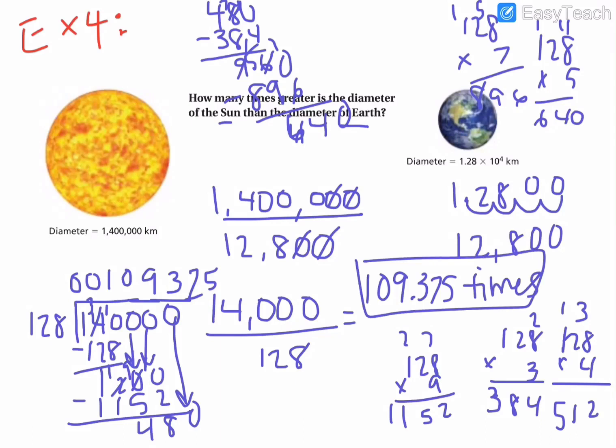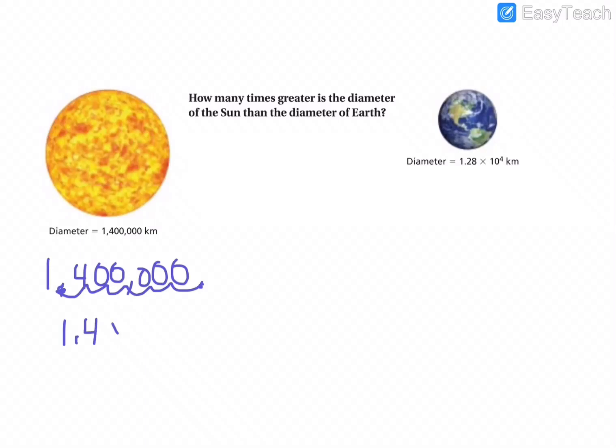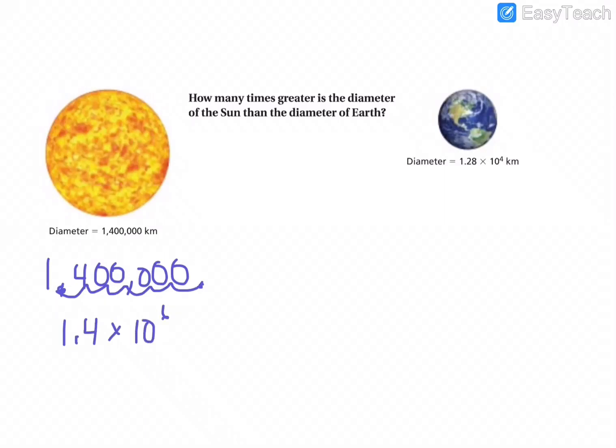Okay, and if we did it the other way, just to kind of show you since this one was crazy, we would have changed the diameter of the Sun to scientific notation. So that would have been, if I need to get the decimal point from here all the way to here, I would have to move 1, 2, 3, 4, 5, 6 times. So it would be 1 and 4 tenths times 10 to the 6th. So basically, maybe this is easier, I'm not sure, we'll see. I have 1 and 4 tenths times 10 to the 6th over 1 and 28 hundredths times 10 to the 4th.